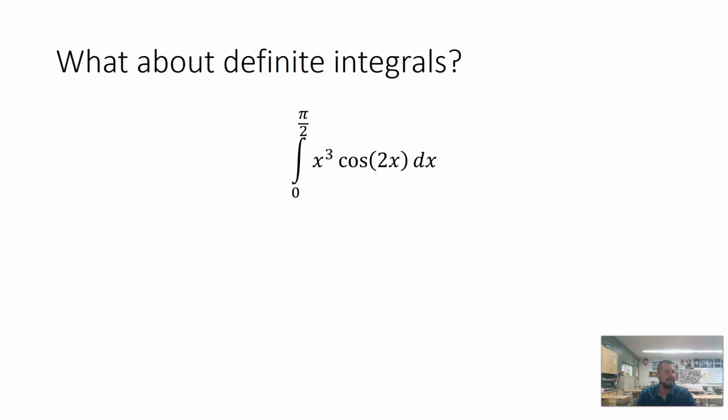Now you might be asking, well, how does that change when we have a definite integral? Well, really the only difference is you need to find the antiderivative all the way, and then once you do that, you plug in the top number and plug in the bottom number and subtract them.